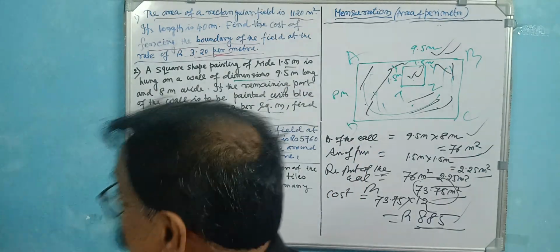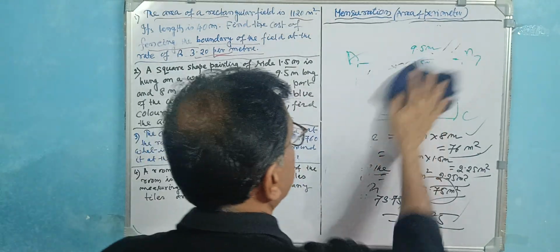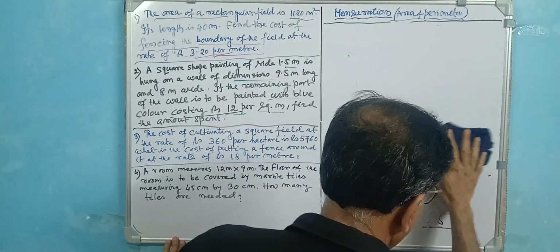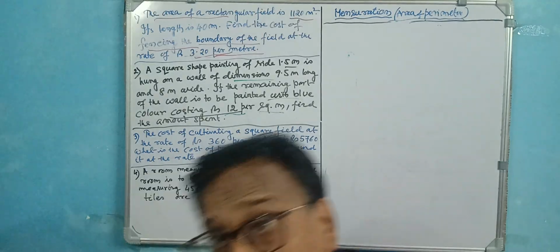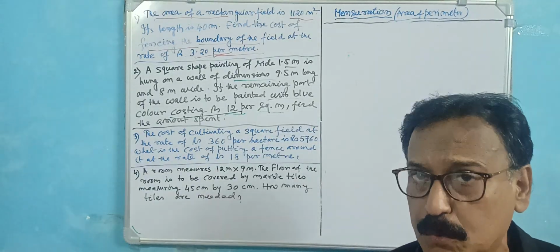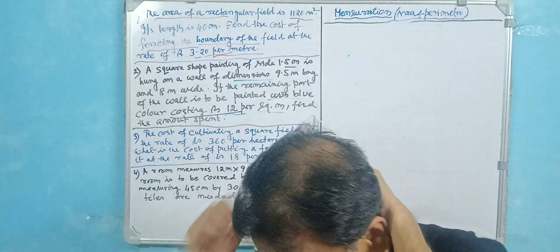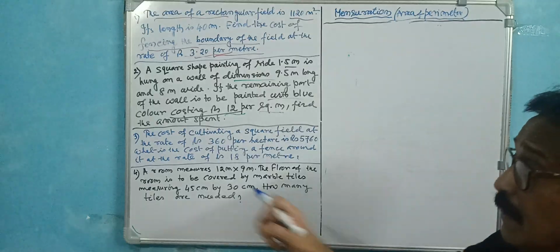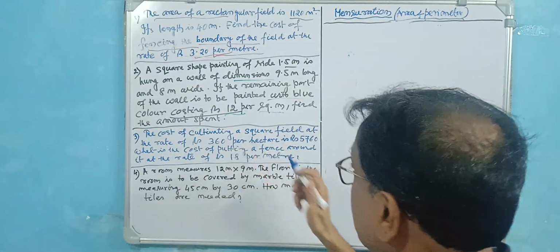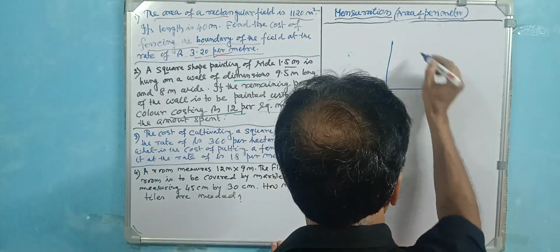Is okay to you? Now the next sum. Very interesting. That is the application actually. But if you clear your conception and you know all these things, remember all these formulas, you can do all these sums, any variety of types. Okay. Now the next sum. So what is the sum? Here is the cost of cultivating a square field.